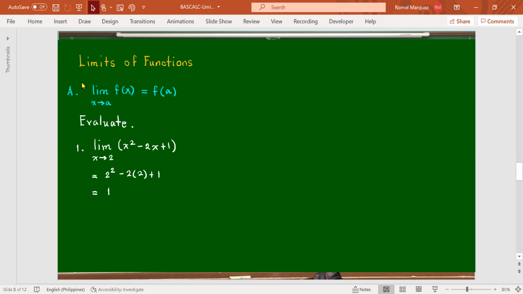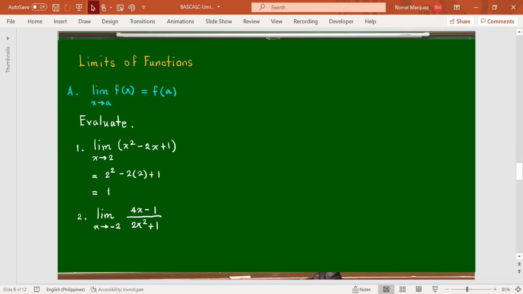Okay, guys? Number 2, if I have the limit as x approaches, let's say, -2 of (4x minus 1) all over (2x squared plus 1). What about this one, guys? Is -2 in the domain of this rational function, guys?